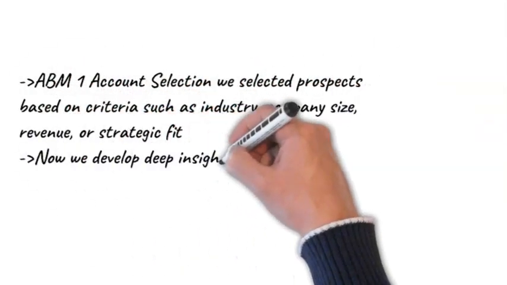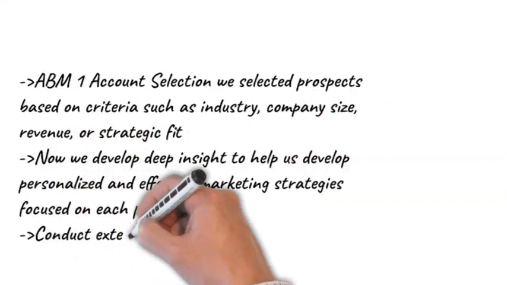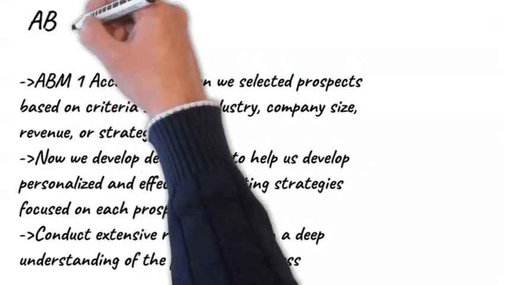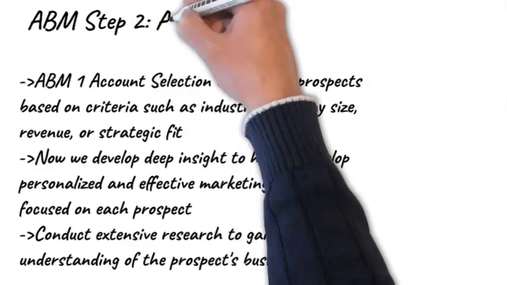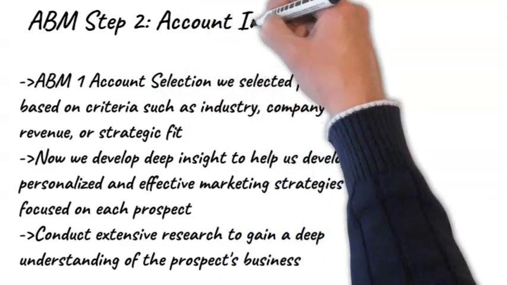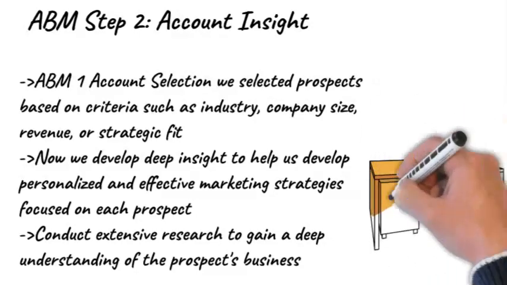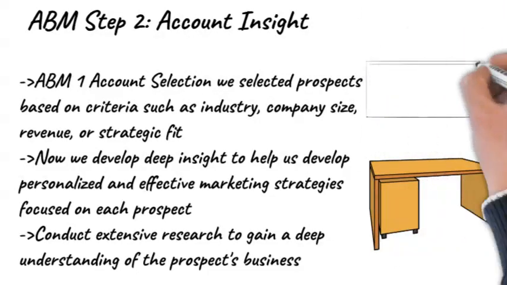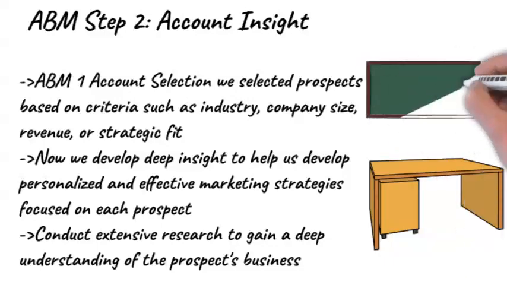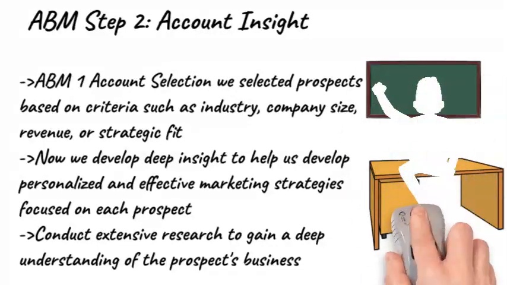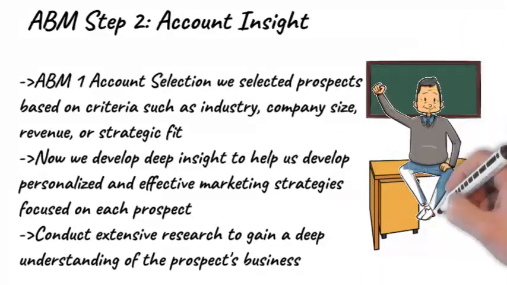Well, how did we get here? You'll remember in ABM 1 account selection, we selected prospects based on criteria such as industry, company size, revenue, strategic fit. Now we develop a deep insight to help us develop personalized, effective marketing strategies focused on each prospect. We're going to conduct extensive research to gain a deep understanding of the prospect's business.